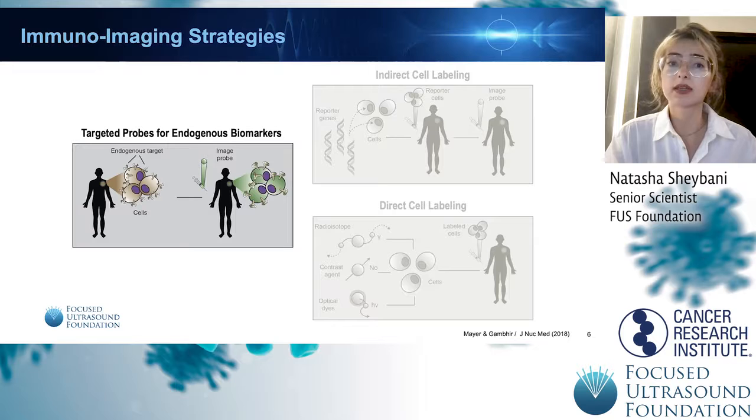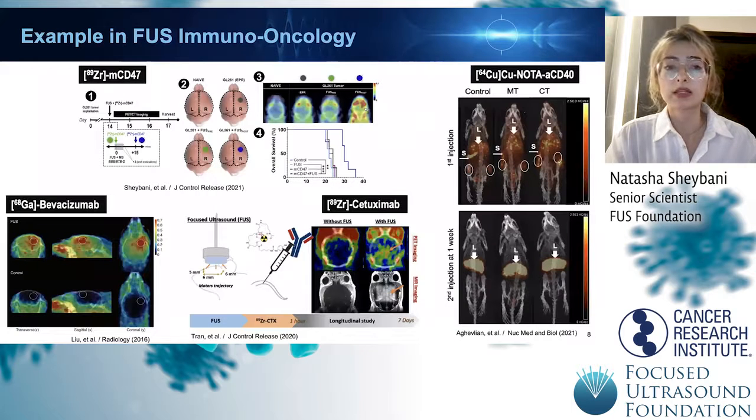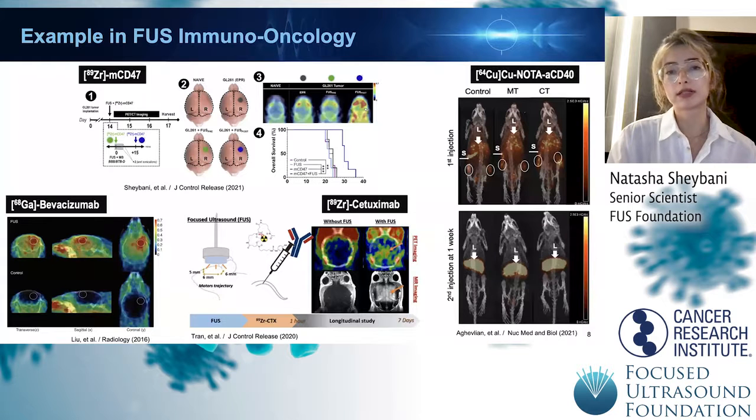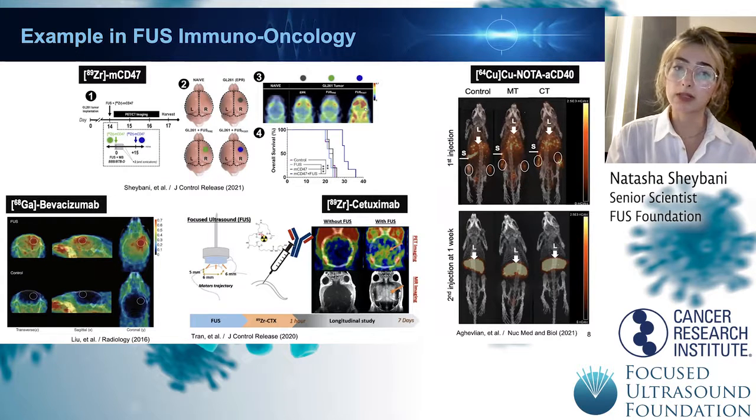I'll now spend a brief moment touching on focused ultrasound studies that leverage each of these different strategies, beginning with targeted probes for endogenous biomarkers. Here on this slide, all the examples that I'm showing involve radiolabeling an immune-targeted antibody for spatiotemporal tracking by PET imaging. In the upper left example is some of our work that I was involved in during my time in the Price Lab, where we were evaluating penetrance of a CD47 targeted antibody following FUS BBB opening in gliomas.